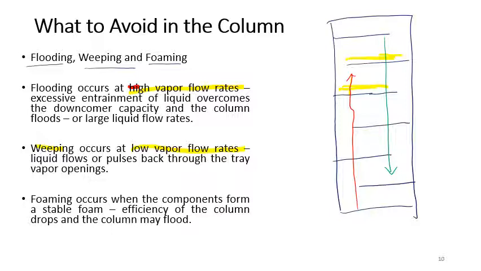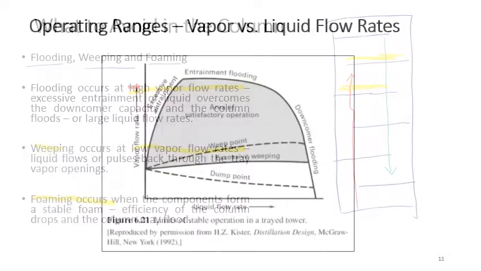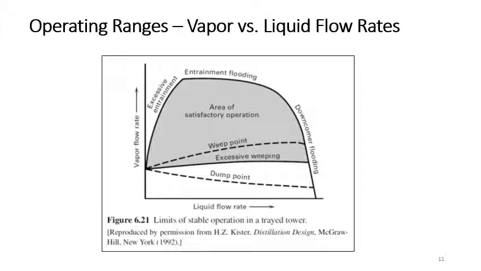Whereas foaming occurs when the components form a stable foam. When there is foaming, the efficiency of the column is compromised and the column may also flood. So here, what you want to know is that you need to have a reasonable ratio between the liquid flow rate and the vapor flow rate. Now that you know why the liquid and vapor flow rate in the column is important, it's important such that you can find the area of stable operation in the tower.